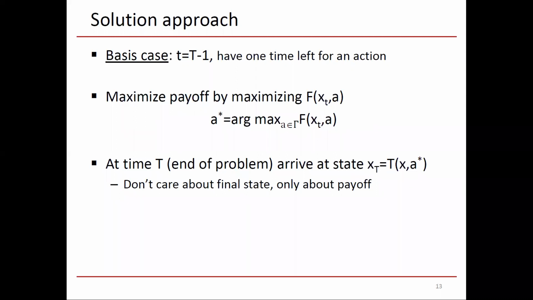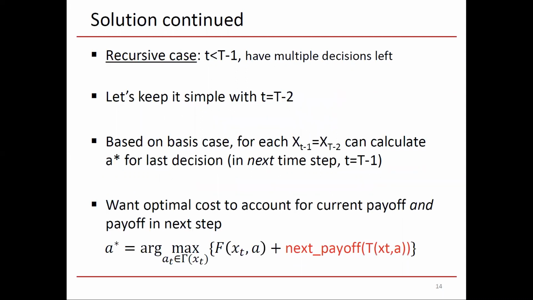Now, at time capital T, we've arrived at state x capital T, which is the T function of the current state and that optimal action. We don't care about the payoff there. So this is a greedy optimization with one step left. What about if we have 2 steps left? So based on the base case, right now we are at time capital T minus 2, and we can calculate the a star for the last decision.